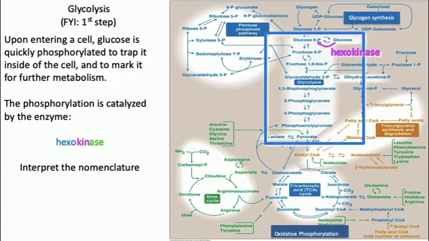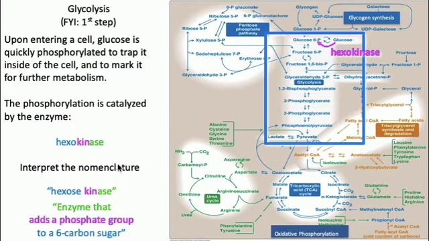And you're going to run into a dozen different types of kinases, many of which can have loss of function mutations and lead to genetic diseases. Hexokinase, shortened from hexose kinase, is an enzyme that adds a phosphate group to a hexose, a 6-carbon atom sugar.